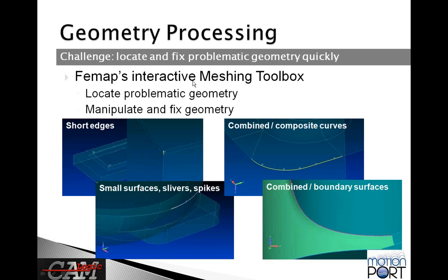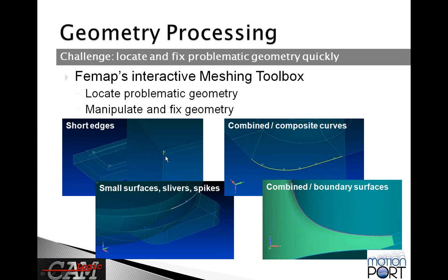The interactive meshing toolbox is used to resolve problems once they're identified. These graphics show some different examples of issues. For example, the CAD model may have a multitude of curves defining what really should be a logical edge. That's why here in the upper right it talks about combined composite curves. You can combine the curves from CAD so that things are more logically laid out to have a very nice and effective mesh.